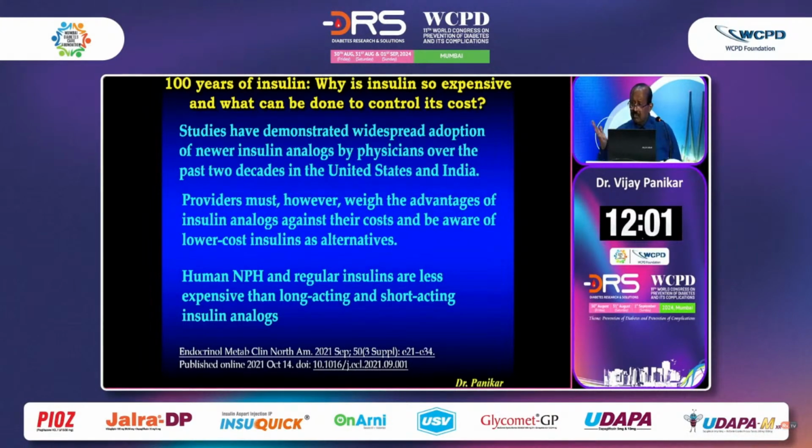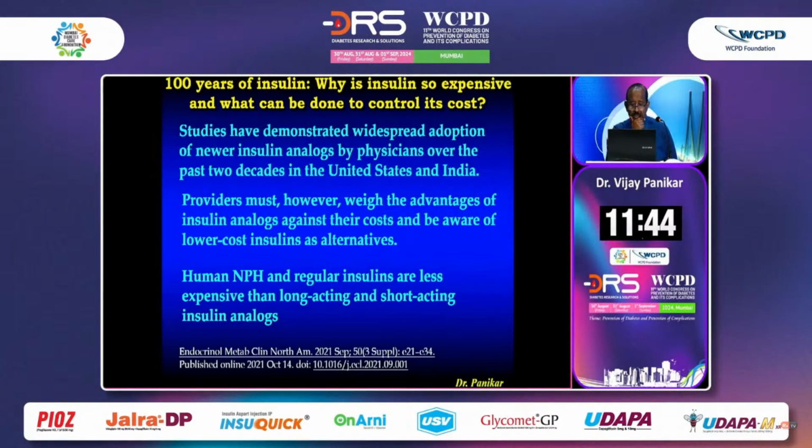E. coli was producing insulin for free, but everybody thought that you would have enough insulin and the price would come down. We got enough insulin, but the price went up. It is much easier than getting the animal insulin.